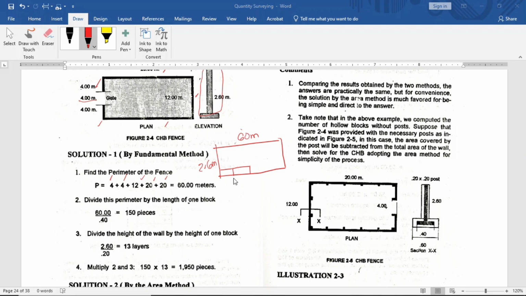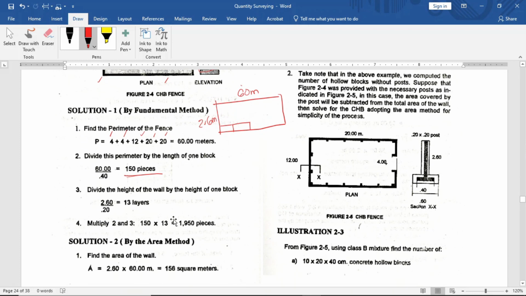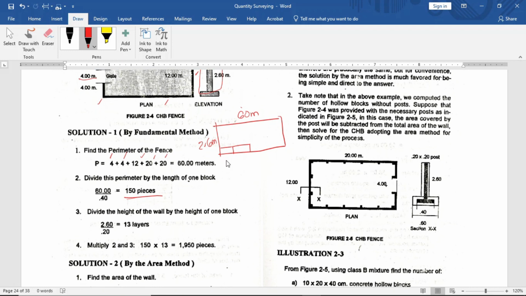Tulad ng kanina, yung length, dinivide natin by length, tapos yung height, dinivide natin by height. So, ang length ng one block is 0.4. Length ng wall natin is 60 meters. So, 60 meters divided by 0.4 meters is equal to 150 pieces of CHB. Kung pagkatapos natin sa length, divide naman natin yung height. Kung ang length, divide mo by length; pag height, divide mo by height. So, height ng hollow block natin is 0.2.